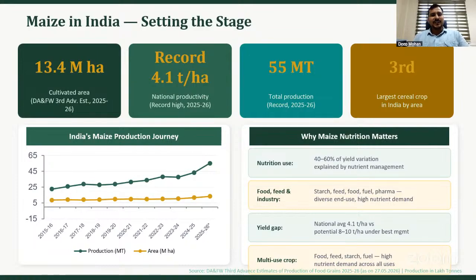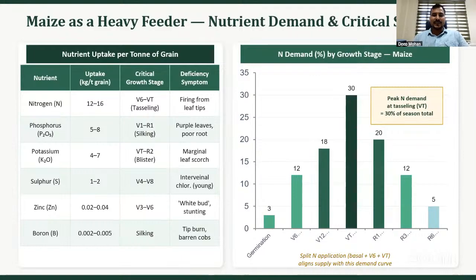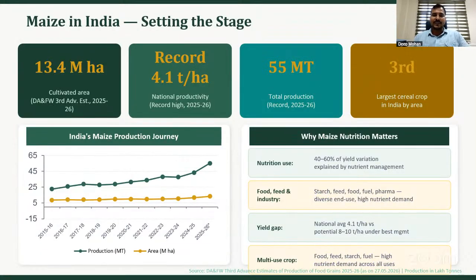See this chart. In 2015-16, our production was about 22 to 23 million tons. Now it's 55 million tons. That is more than double in 10 years. So both area and yield have increased. But now see this point here. The national average we talked about is 4.1 tons. If we see the potential yield, it's about 8 to 10 tons per hectare, but we are at about 4 tons. So there is a huge gap.